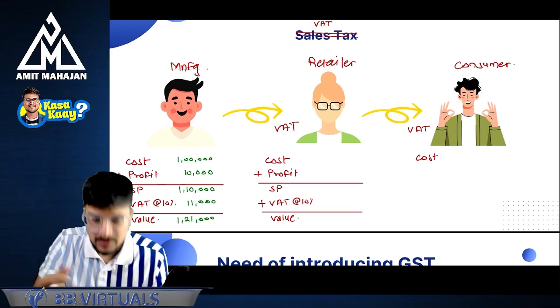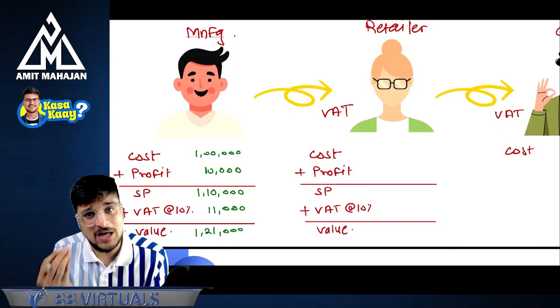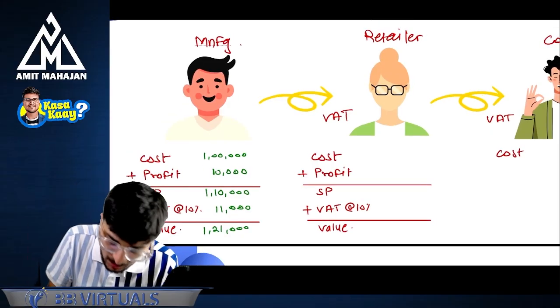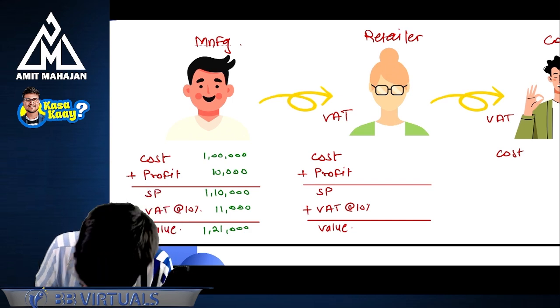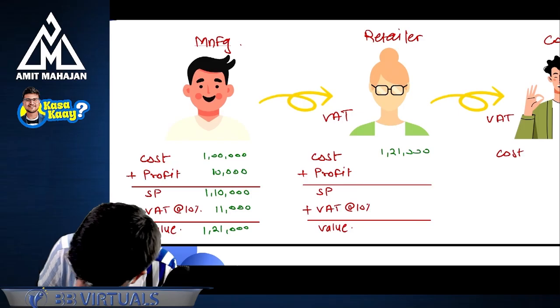You will say, sir, very simple. Cost for the retailer is the amount which is paid by the retailer. What is the amount which is paid by the retailer? The amount which is paid by the retailer is 1,21,000. Sir, what is this question? 1,21,000 is going to be the cost. Very simple.